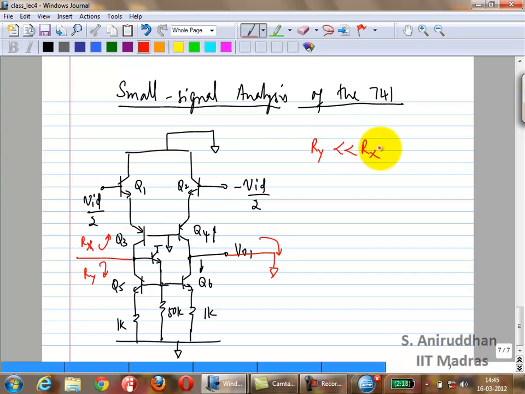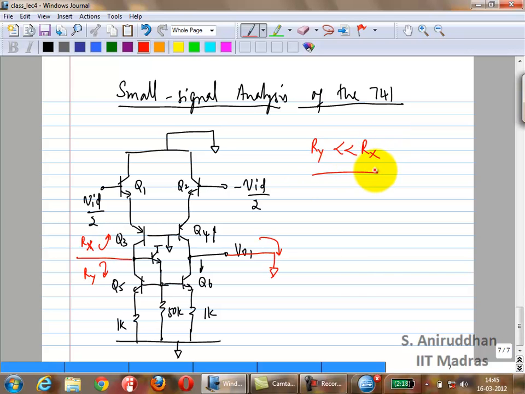What is Rx? Actually, I wrote down Ry is much less than Rx, but what is Rx? It's what? Okay, this is the case where it looks like a cascode, right? We'll get to it, but it looks like it should be large. That's what you expect. We'll calculate it. If you have time, I'm going to make you calculate that. But the basic idea is Ry is much less than Rx.